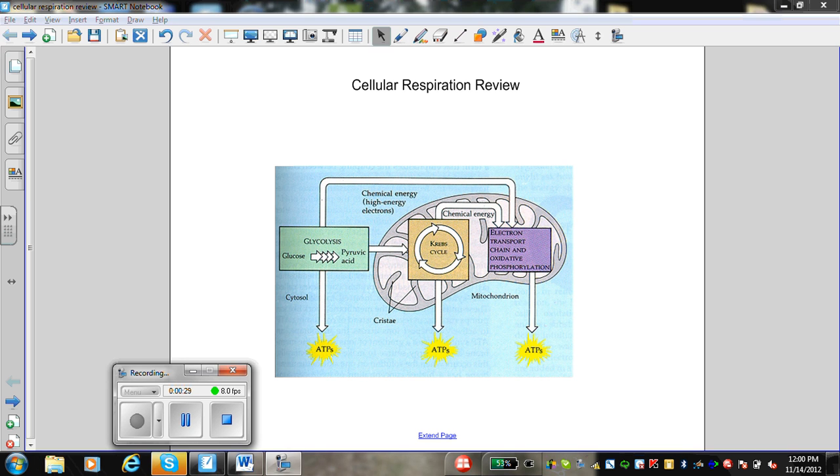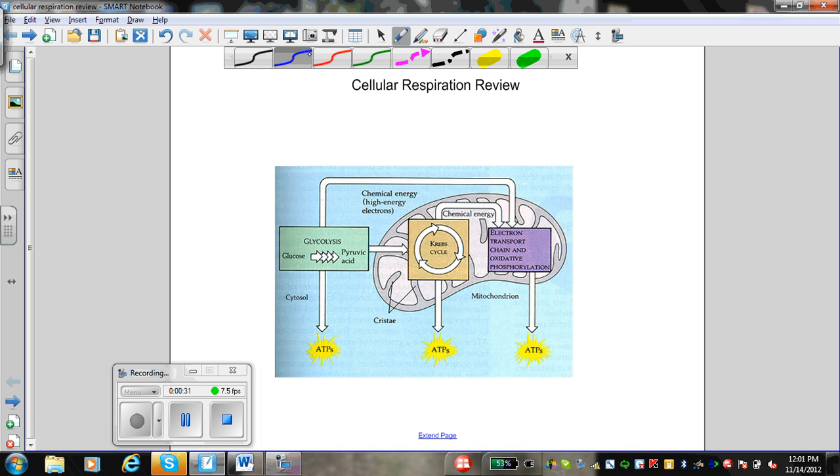So, this first image gives you a nice overview of the three main pieces of cellular respiration: glycolysis, Krebs cycle, and the electron transport chain. I will highlight some of the different ways that ATP is made and where these locations are, especially at the very last slide that I go through.